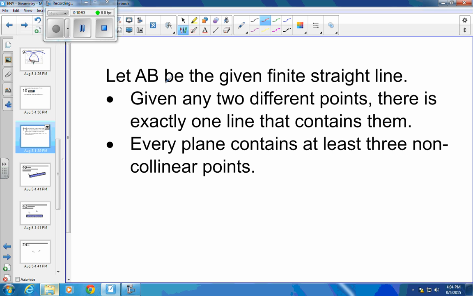Okay, so the first assumption: let AB be the given finite straight line, so I probably should put a segment tool over top of that. And given any two different points, there is exactly one line that contains them. So this is just an assumption that we can make.